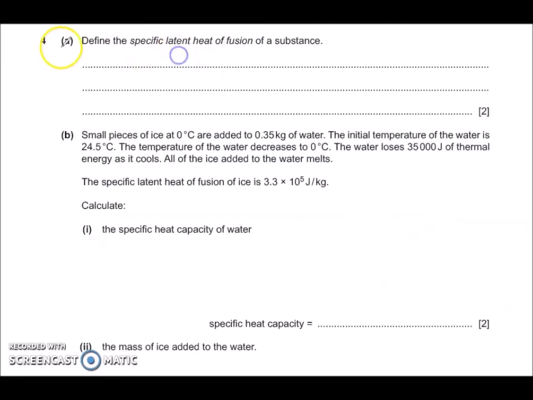Okay, so now for the 4th question, define specific latent heat of fusion. Okay, latent heat, you have to understand it is a no temperature change. Am I right? No temperature change over here. And then fusion refers to solid to liquid or liquid to solid. So how do you define it over here?